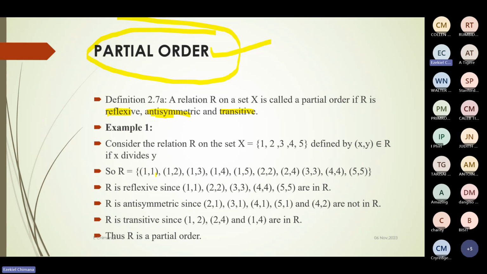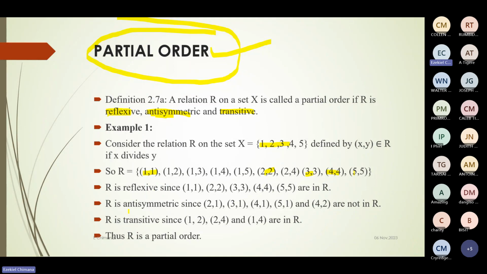So here we are given this set X, and then this relation on set X with (1,1), (1,2), (1,3), (1,4), (1,5), (2,2), (2,4), (3,3), (4,4), and (5,5). You first check if it is reflexive. Yes, it is reflexive. Why? We've got a (1,1). Do we have a (2,2)? Yes. Do we have a (3,3)? Yes. Do we have a (4,4)? Yes. And a (5,5).